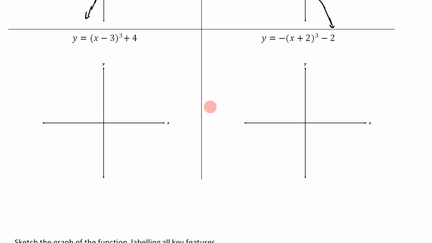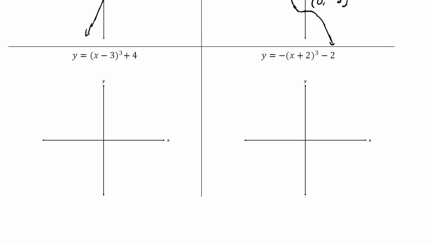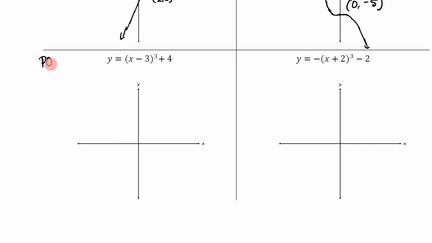All right, the last two that I want to go through here are these. And this is when I have both a vertical and a horizontal translation. So what we're going to do here is note that our point of inflection is going to be 3, 4. I'm just reading off that and that. So I know that my X has to have its sign changed, and my Y doesn't. So that means it's going to be about here, let's say. This will be 3, 4. That's my point of inflection.